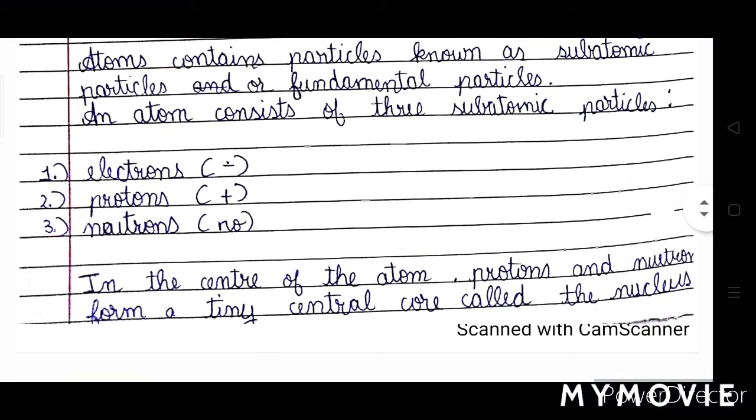Now let's read about the location of these subatomic particles. In the center of the atom, protons and neutrons form a tiny central core called the nucleus. So in the center of the atom, when the protons and neutrons combine, they form a tiny central core, which is called the nucleus. You will be able to understand after you see a diagram.